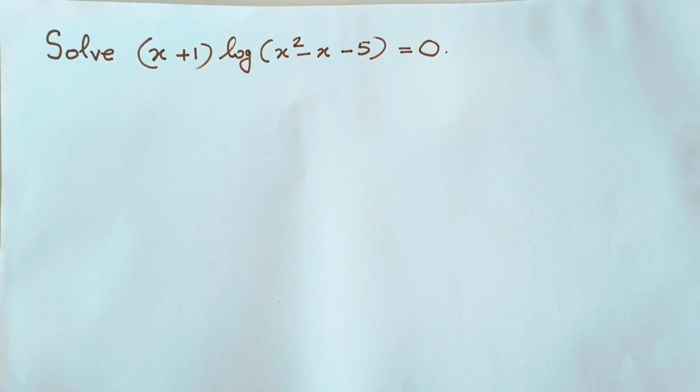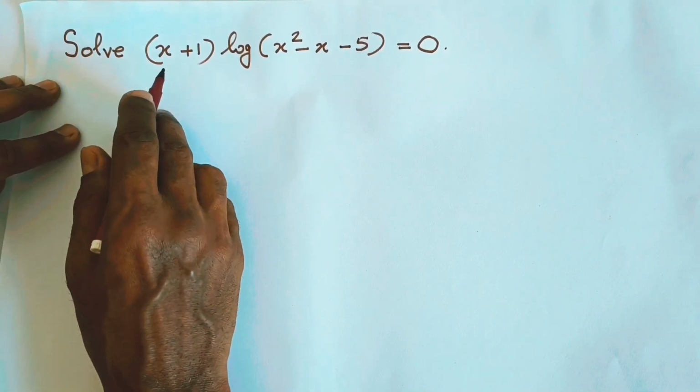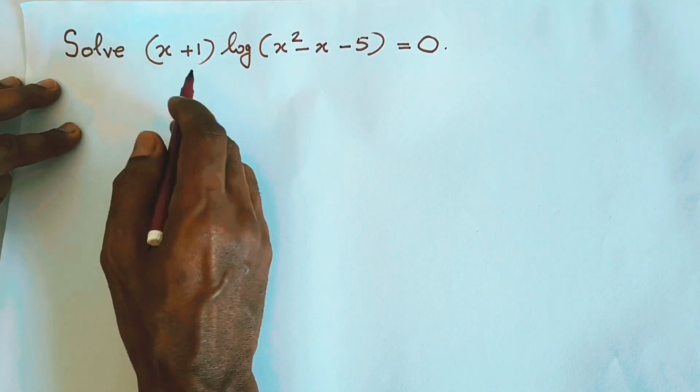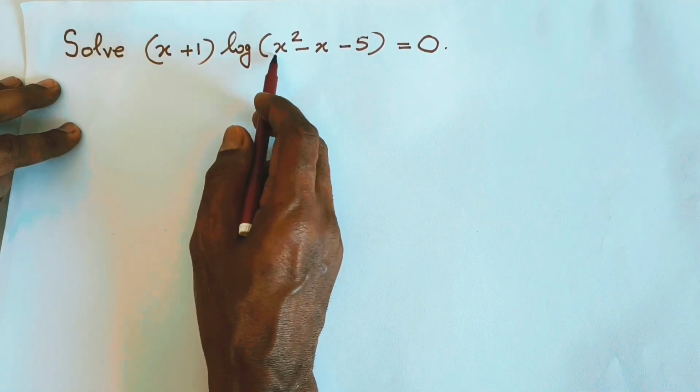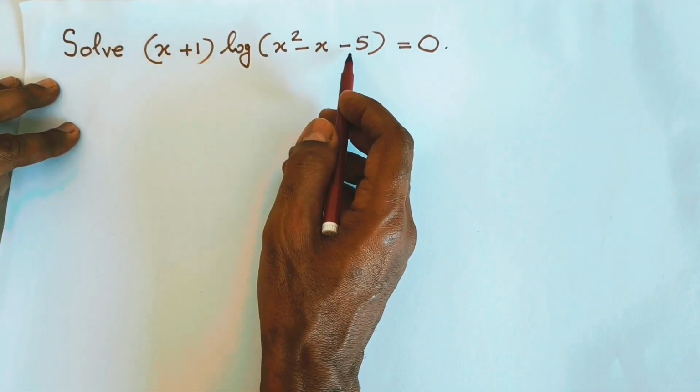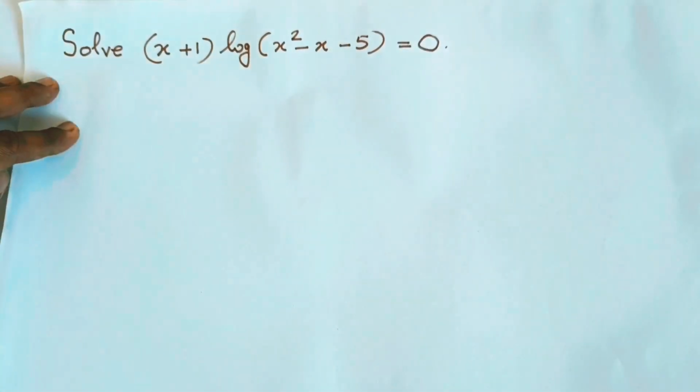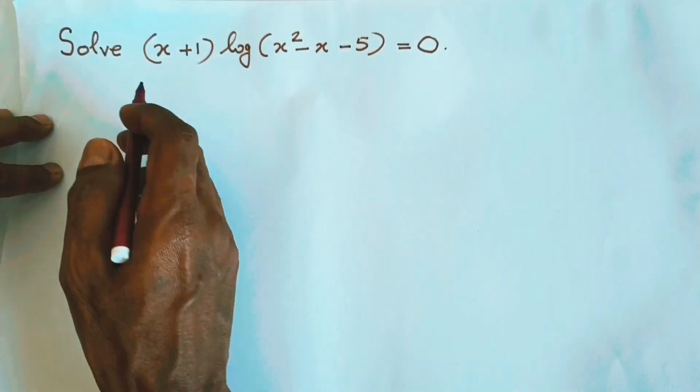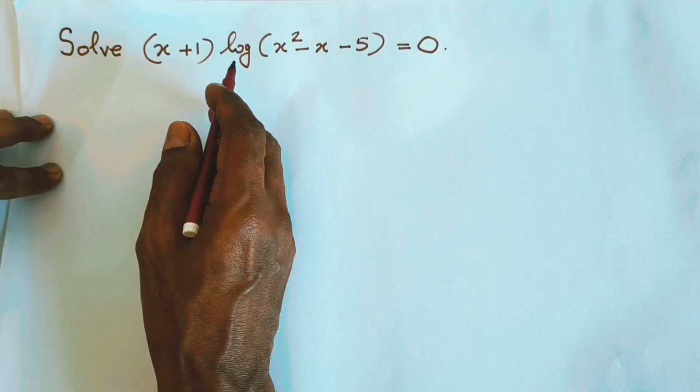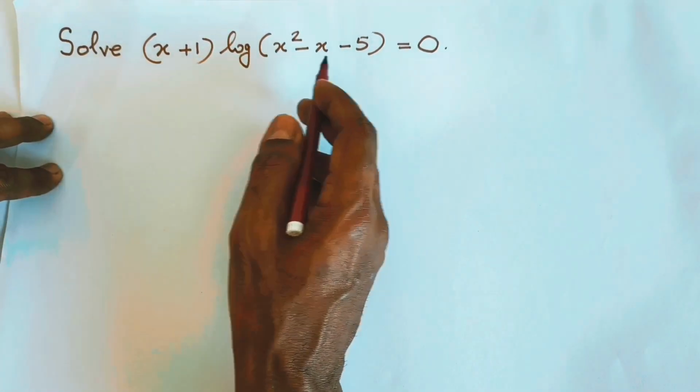Hi friends, in today's video we are dealing with a logarithmic equation. The given equation is (x + 1) multiplied by log(x² - x - 5) equal to 0. So we have two terms in the equation. One is x + 1, the other is the logarithm of a quadratic expression.